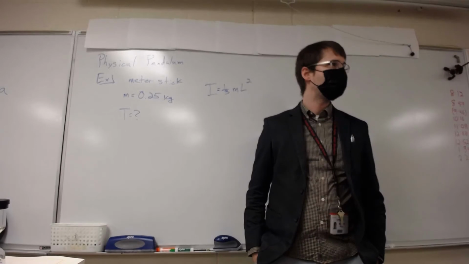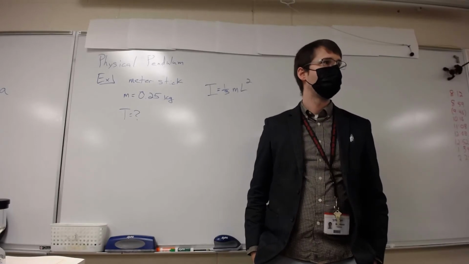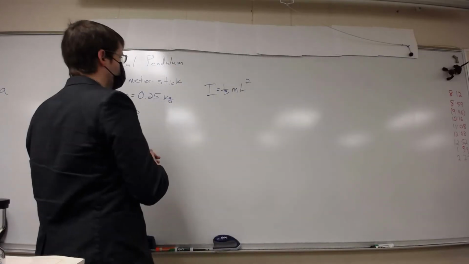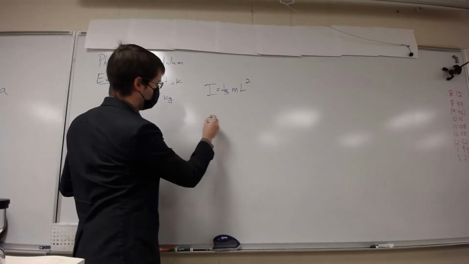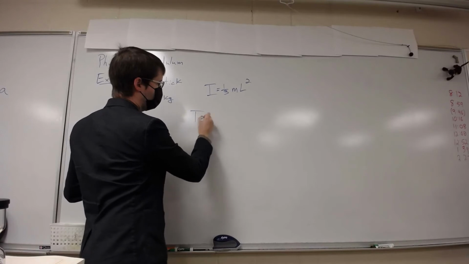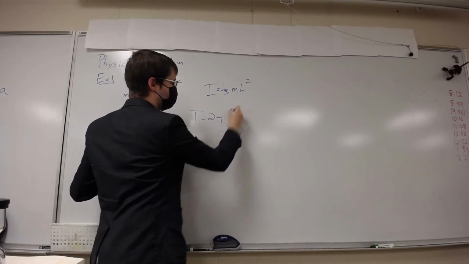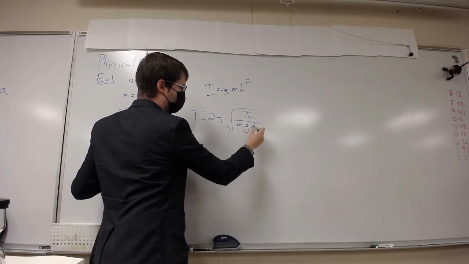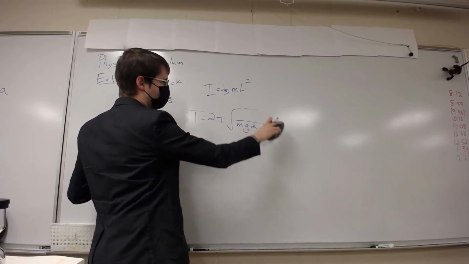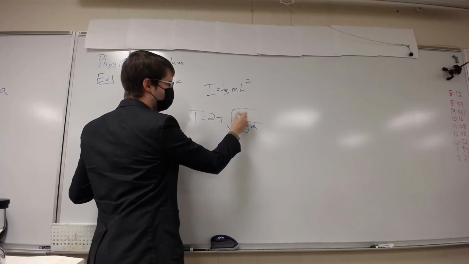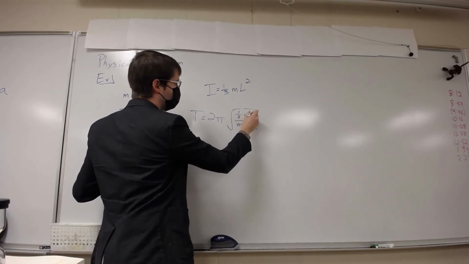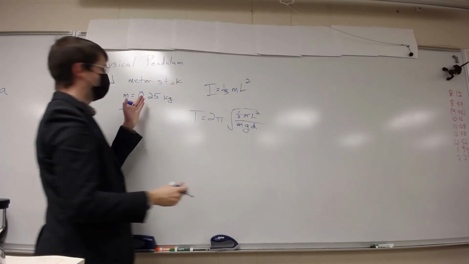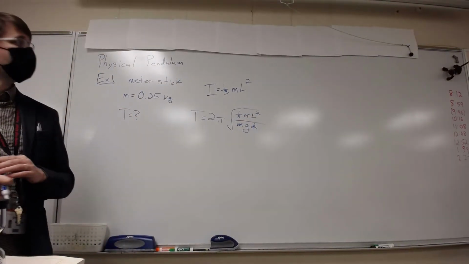We got a period yet? Still working on it? We just said it was going to be equal to 2 pi square root of I over mgd. So I is going to be 1/3 ml squared. These masses are going to cancel out, so you don't really need it again, as we were saying.